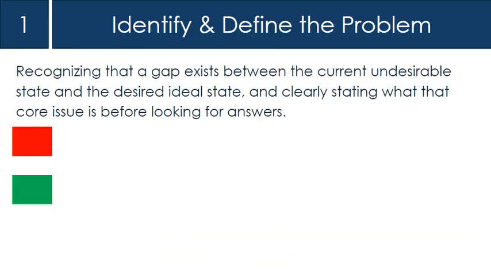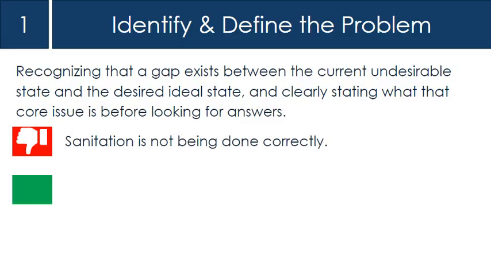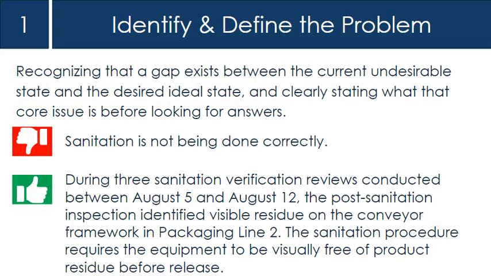An example of a weak problem statement is: sanitation is not being done correctly, versus a strong problem statement, such as: during 3 sanitation verification reviews conducted between August 5th and August 12th, the post-sanitation inspection identified visible residue on the conveyor framework and packaging line 2. The sanitation procedure requires the equipment to be visually free of product residue before release. The second statement provides something that can actually be investigated.